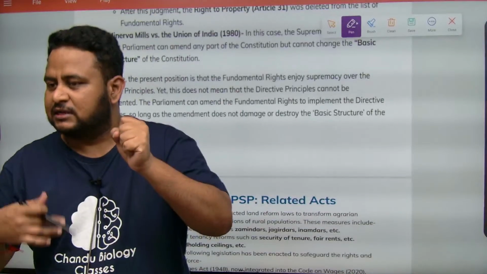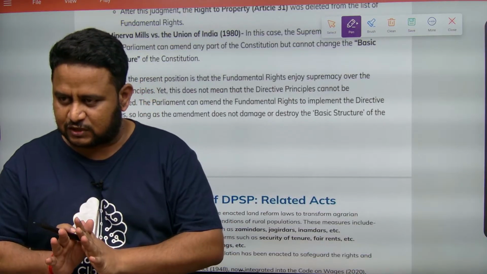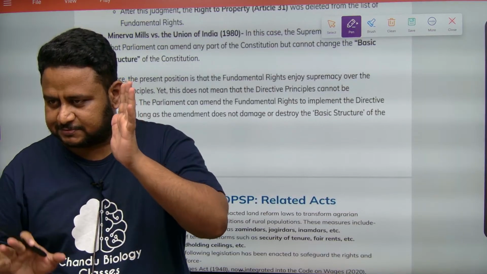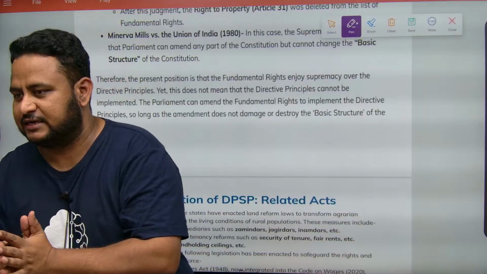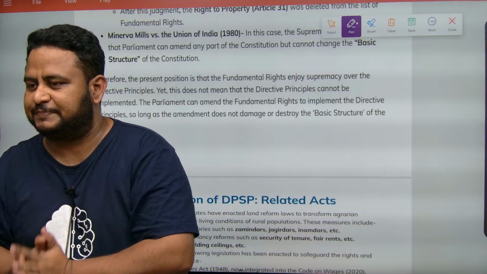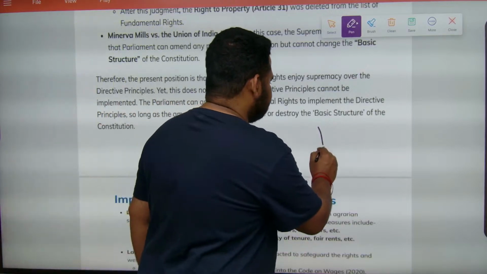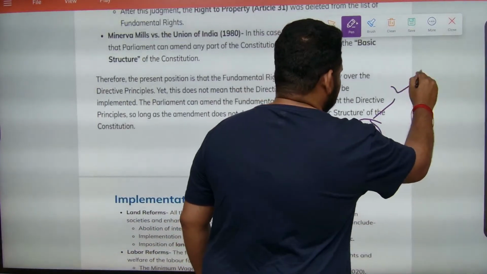Fundamental rights do not form part of the basic structure. You can amend fundamental rights also, but you should not touch the basic structure. That means they are gaining supremacy over DPSP. So the final position is that fundamental rights are supreme with respect to DPSP. But that does not mean DPSPs are not important. They are also important. You can implement the DPSPs, but the rights of the people are important.